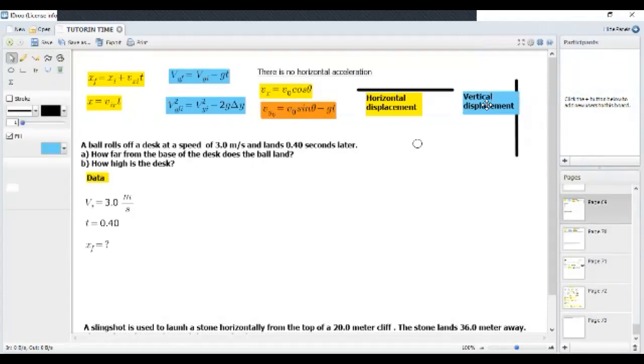How are we going to identify them in the formulas? When you have an x, it means horizontal displacement or the velocity in the x-axis. And when you have a y, it represents the velocity and the vertical displacement, or when the object falls down. Another thing, this f means the final displacement in the horizontal part.